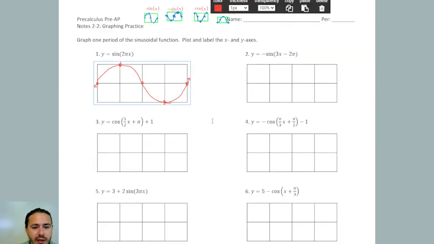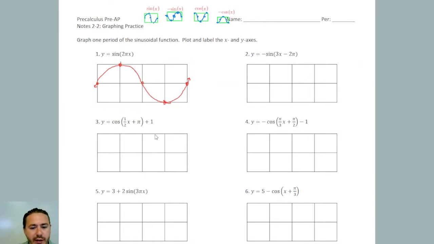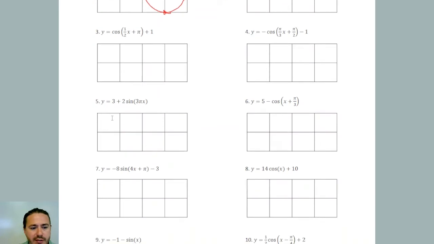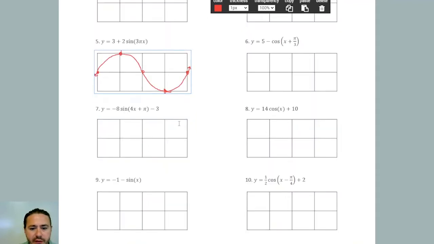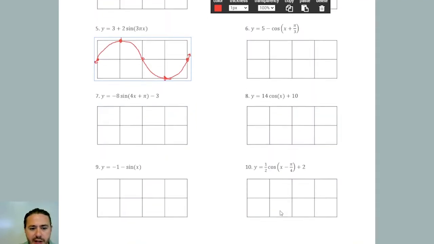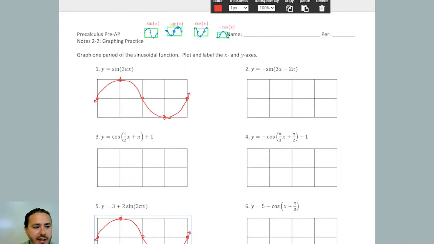So let's see what else we got here. Number 2 is a negative sine one, so we're not going to do that. I'm scrolling down. I see 1 at 5, so I'm going to use that. It's the exact same graph. Let's see, 6 is a negative cosine, negative sine, positive cosine, negative sine. It looks like that's it. Those are only 2 positive sines.